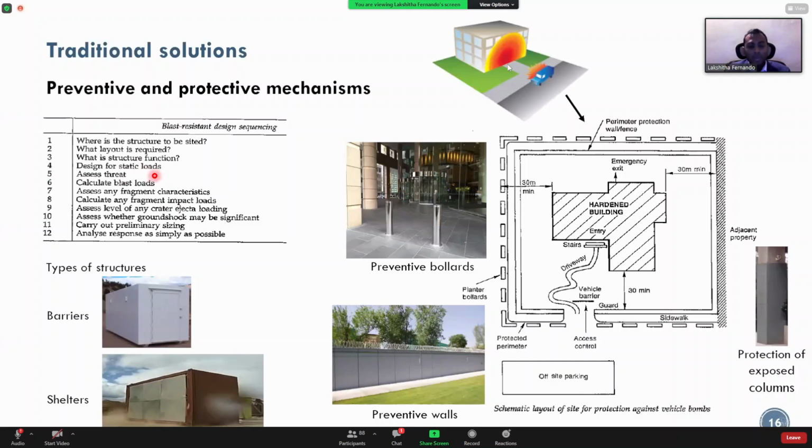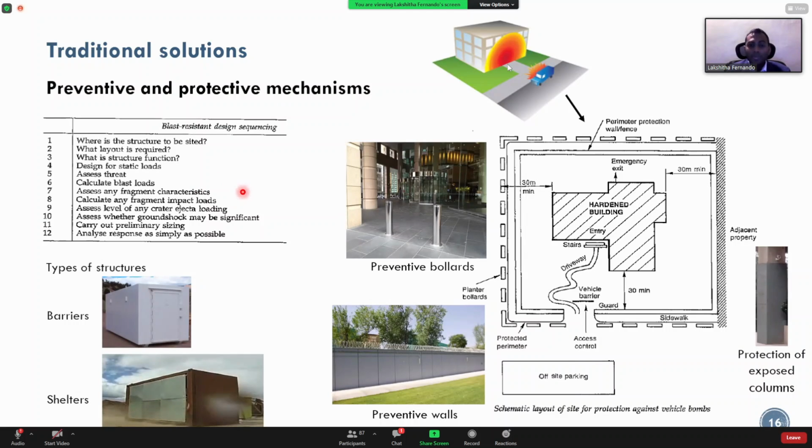Of course, we do this keeping in mind that we may not be able to predict to the exact point what the structure could experience. As I told you, you can design the structure for an X quantity of explosives, and the next day you might have 3X, which can cause significant damage. So assessing the threat is very much part of our engineering judgment. Then you can calculate the blast loads either using calculations or by running simulations. And then we also need to take into account the effects of fragments.